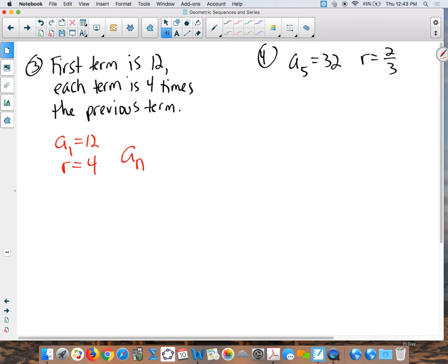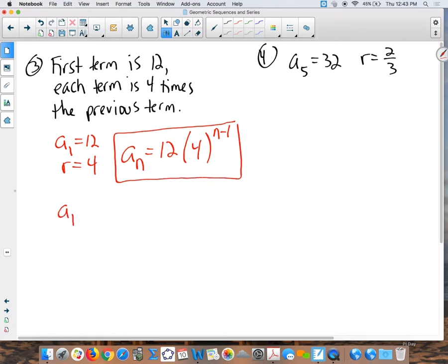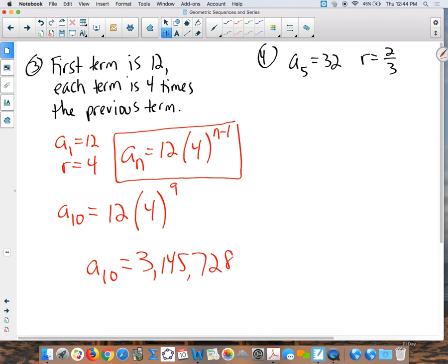So a sub n equals a sub 1 times r to the n minus 1. Simple enough. And then to find a sub 10, these are the same directions as with the other examples. So 12 times 4 to the 9th. So a sub 10, and again, you're just grabbing your calculators here. 3,145,728. There's your a sub 10.